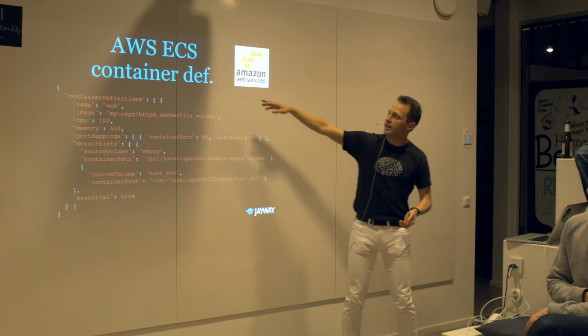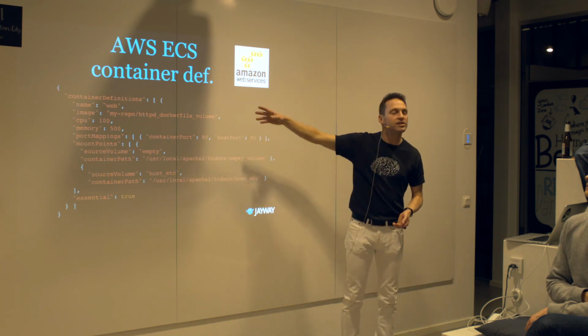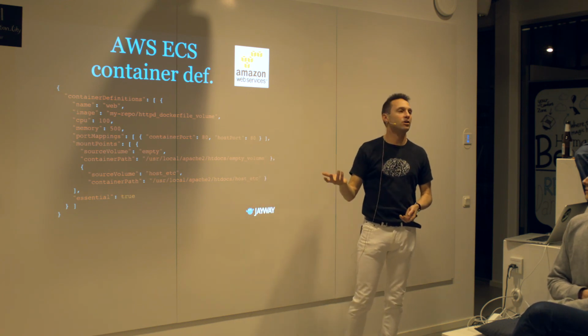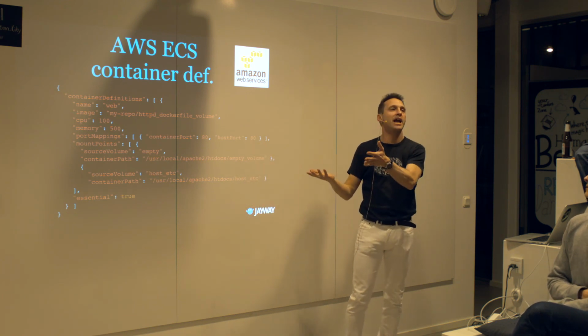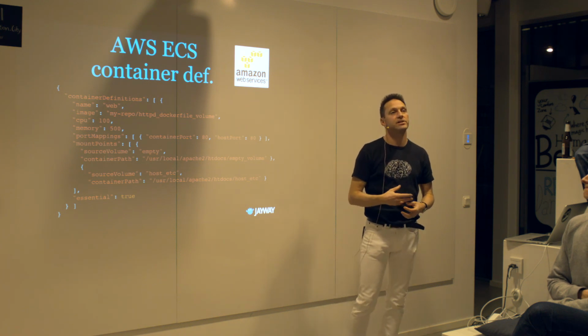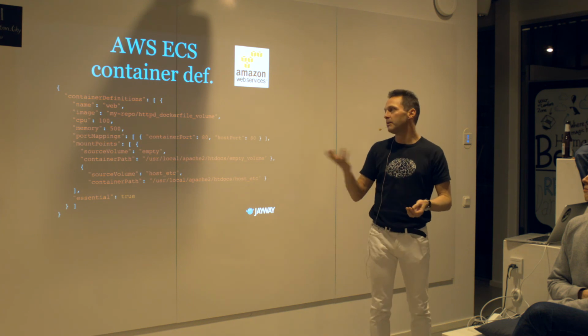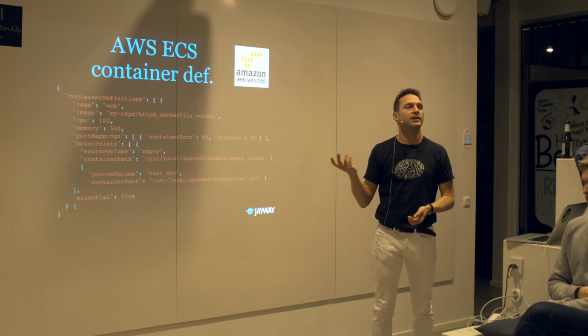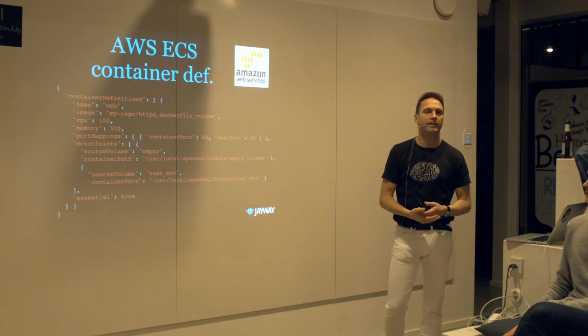Here is a container definition. It looks similar to what you use in Docker Compose, but it's not the same. And I don't know why it's not the same. It would have been nice if it was the same. But perhaps it will be, or perhaps Amazon just needs something different than Docker Compose.